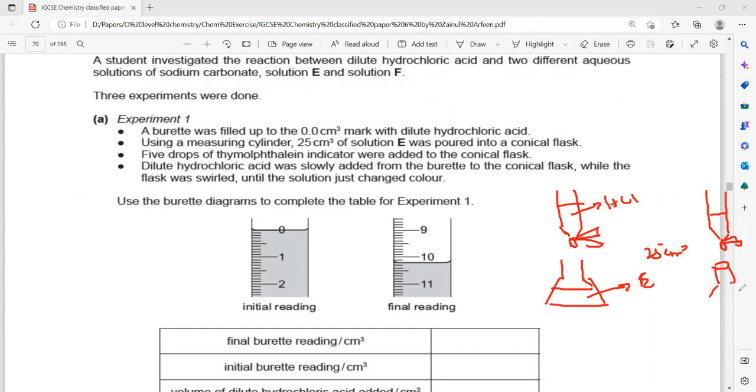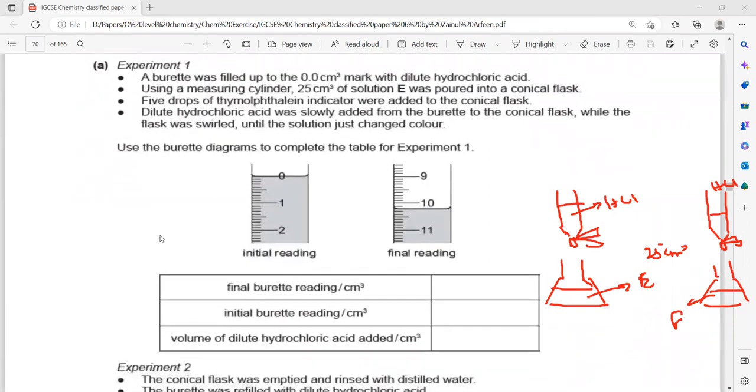For experiment 1 and experiment 2, we use hydrochloric acid with two different solutions. One is solution E, another one is F, different solutions of sodium carbonate. So this one is solution F, and we use HCl. The initial reading is 0. Use screen annotation to work out the total volume of hydrochloric acid for the first experiment. Initial is 0, so write 0.0. The first experiment we need 10.2 cm cube of HCl for a complete reaction.